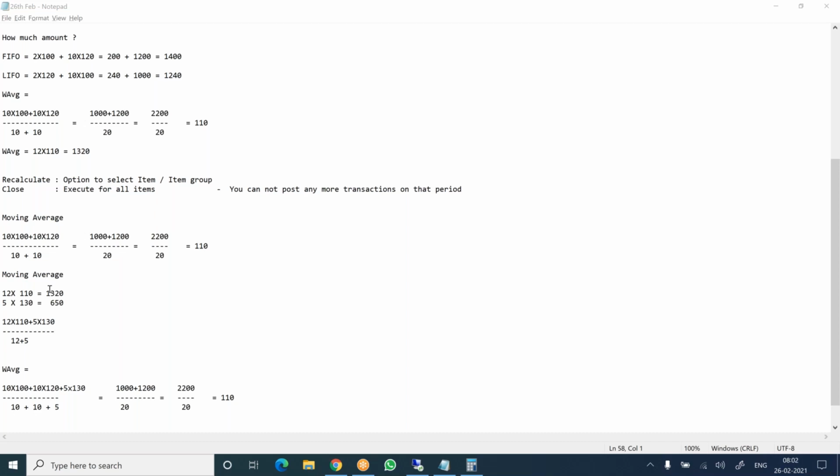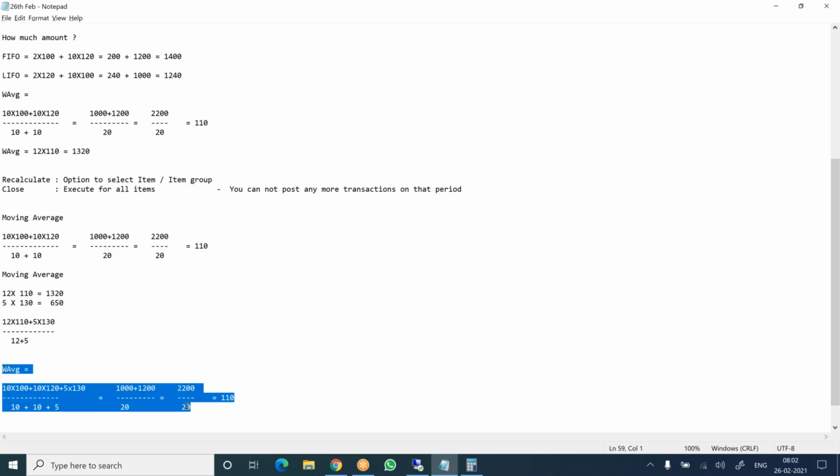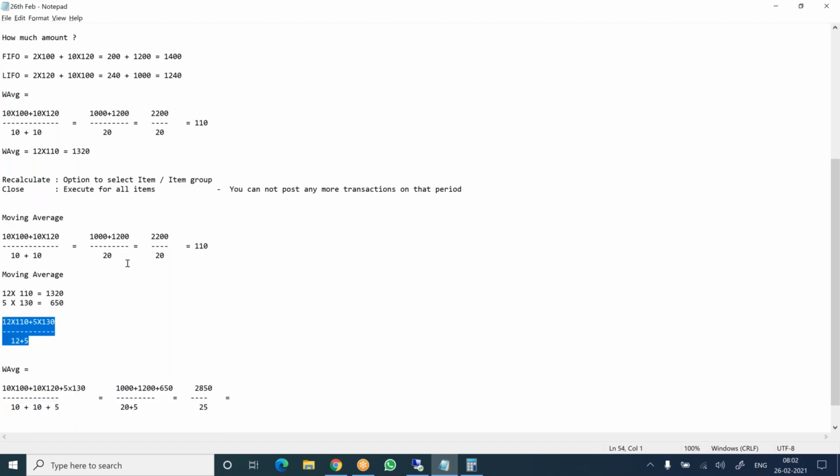Whatever example I have given here, you can do like this. This is moving average, this is weighted average. Actually you need to update. I have not continued. It is like this. Then the value will come. This is weighted average. This is moving average, because something was already calculated, and next it will calculate like this.